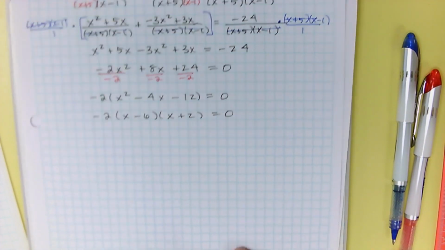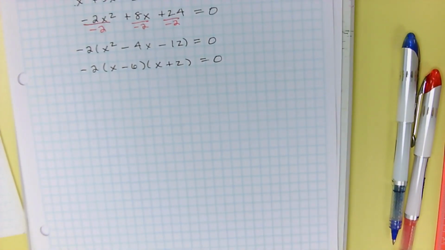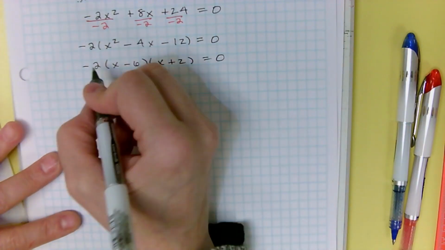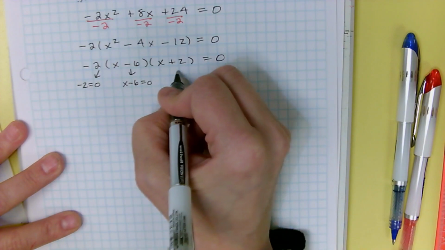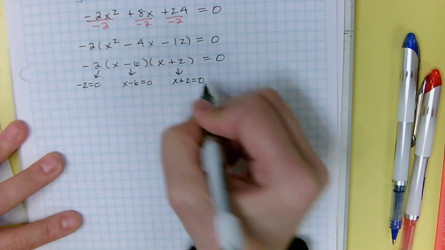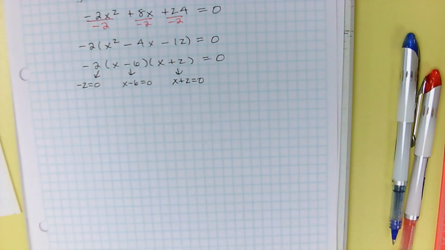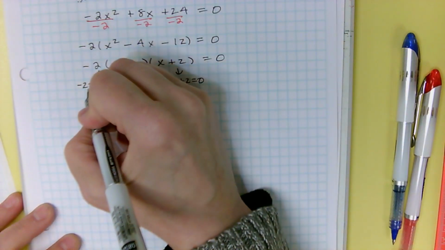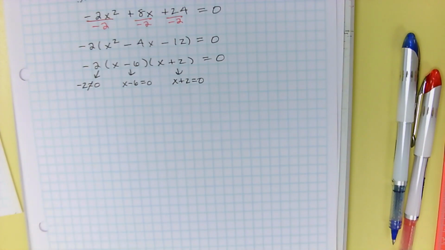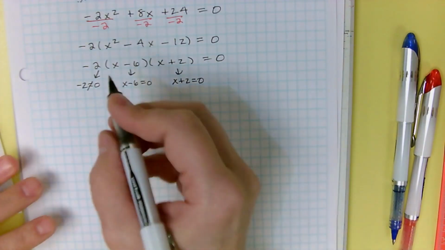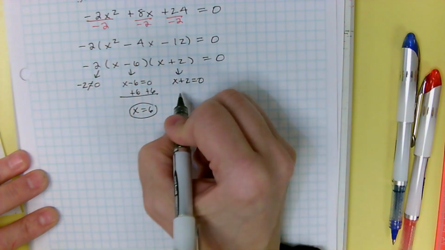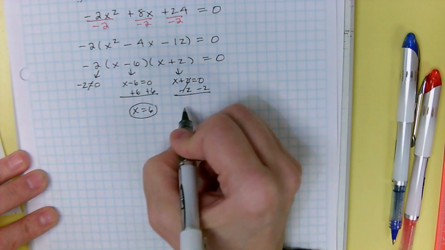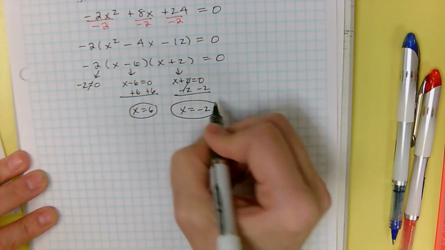It's all factored. Now we've got 3 factors, so potentially 3 x's. Set all 3 of them equal to 0. Now, the first one doesn't have an x. 2 is definitely not equal to 0. That does not give us a solution. There was no x to solve for. The middle one, we're going to add 6. So x equals 6. This right one, we're going to subtract 2. So x is negative 2.